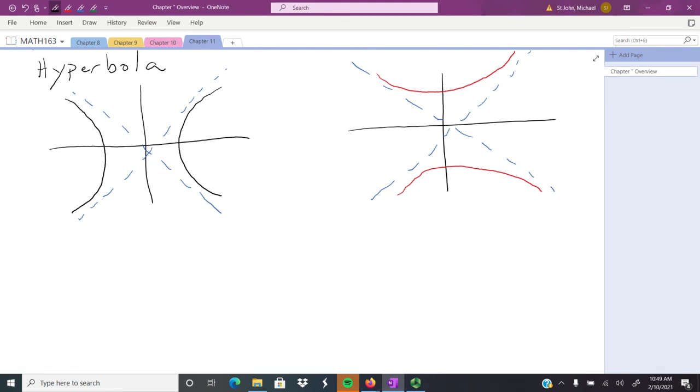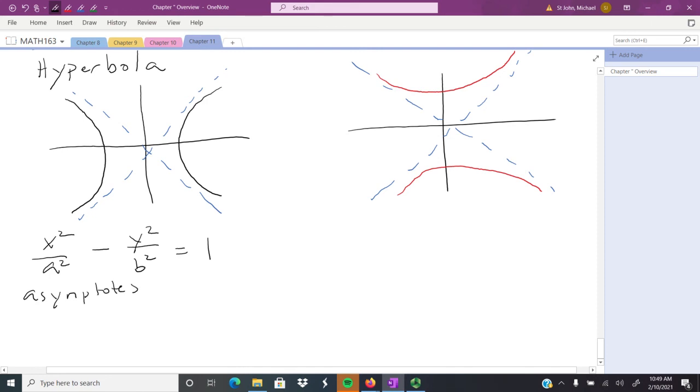So this one will be in the form of x squared over a squared minus y squared over b squared equals 1. And the asymptotes will be y equals minus bx over a and y equals bx over a.